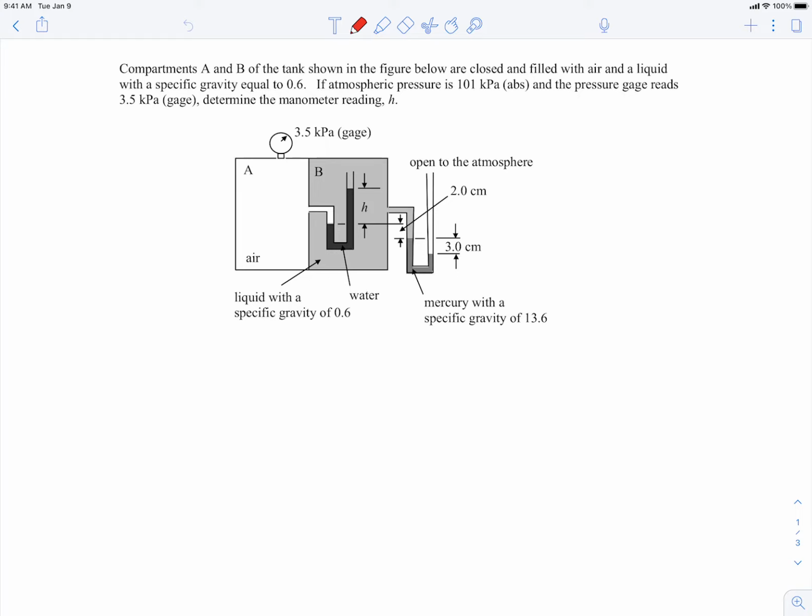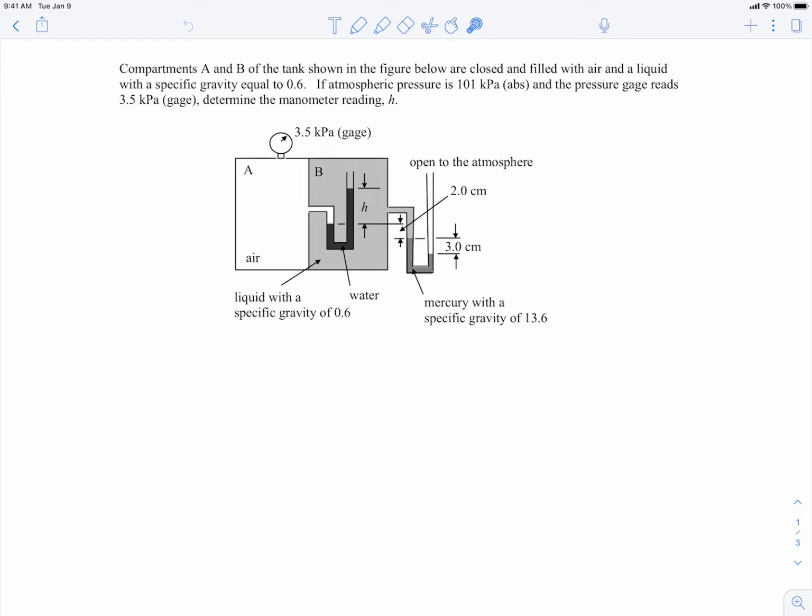In this example, we're told we have this container, this tank, that has two compartments in it, A and B, and they're closed. Tank A is filled with air, and tank B is filled with a liquid with a specific gravity equal to 0.6, so that's this tank B.